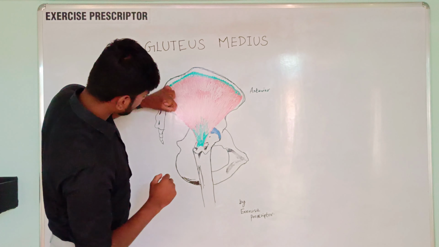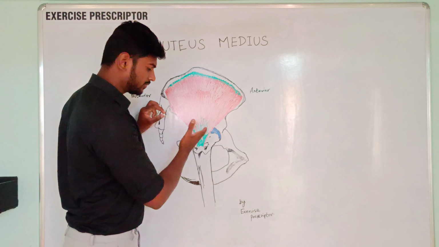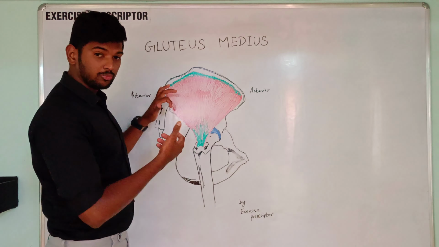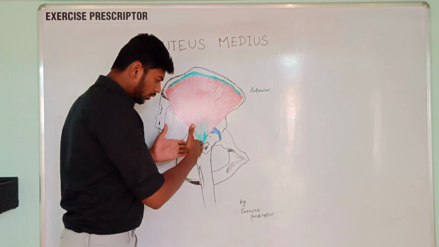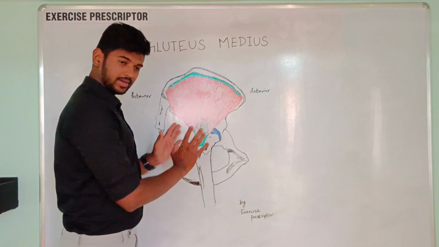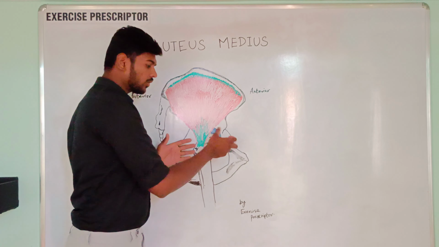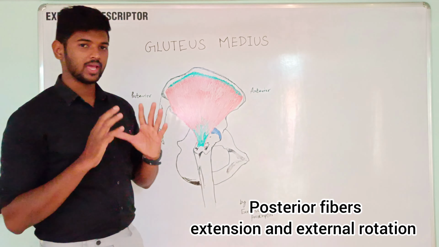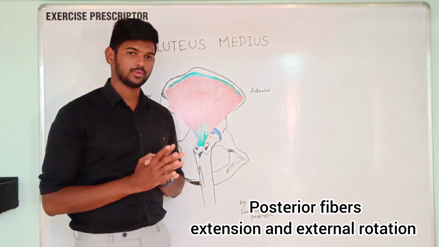So if you pull these muscle fibers in this direction, it helps to extend the femur at the hip joint. Also, if you pull these muscle fibers, it will produce one more action. It posterior-medially rotates the femur at the hip joint. So it causes external rotation or lateral rotation of the hip. So the posterior fibers of the Gluteus Medius help to externally rotate and extend the hip joint.